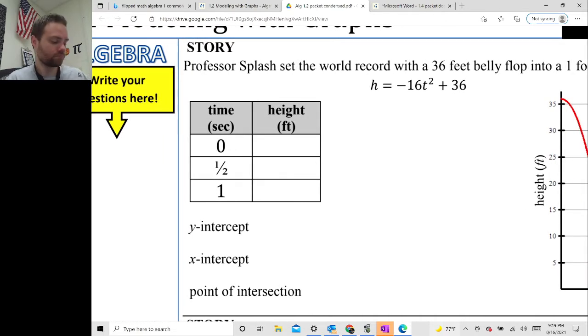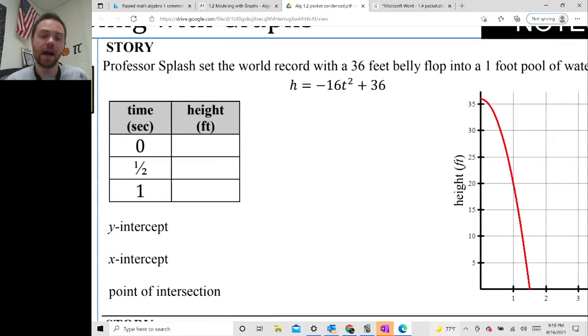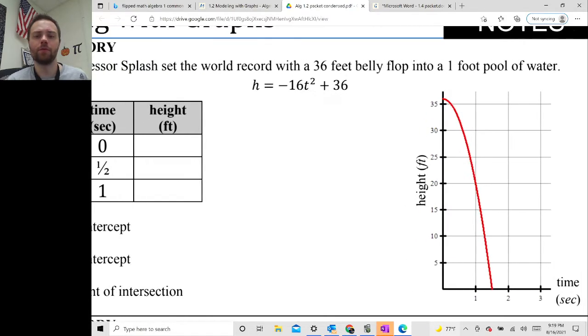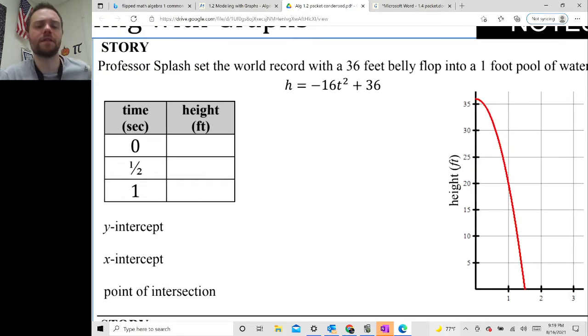if you struggle with this. So, Professor Splash set the world record with a 36-foot belly flop into a 1-foot pool of water. We talked about this in the last lesson. And this is actually the equation, and it is physically correct. There are some different components here. We can talk about them later, but I want to mention this one. This one is due to acceleration, the acceleration of gravity. So that number is not just being pulled out of the hat. A lot of these equations are going to look like this. So it's 1/2 the acceleration due to gravity, and then this is the initial height.